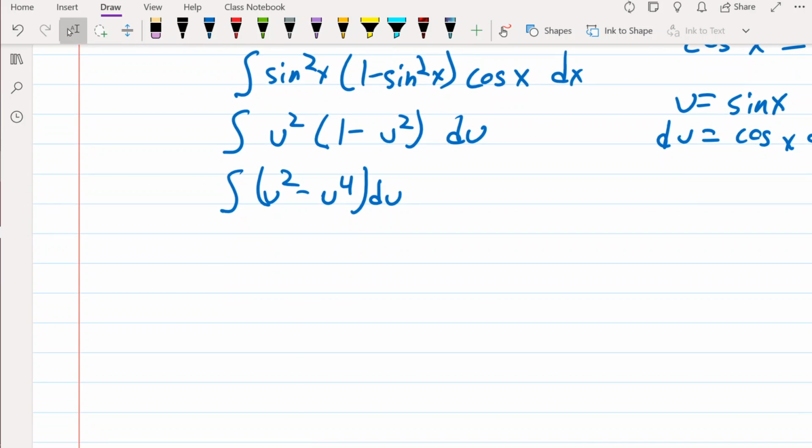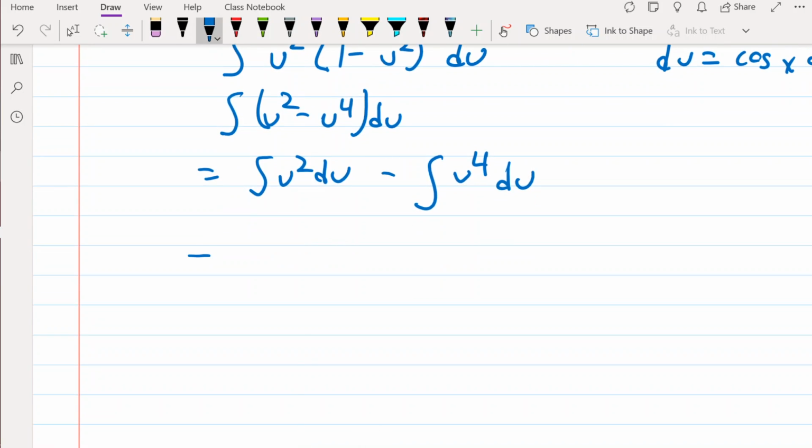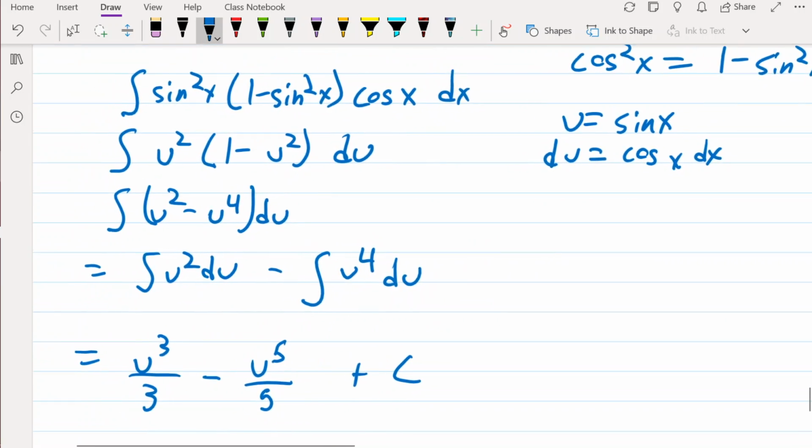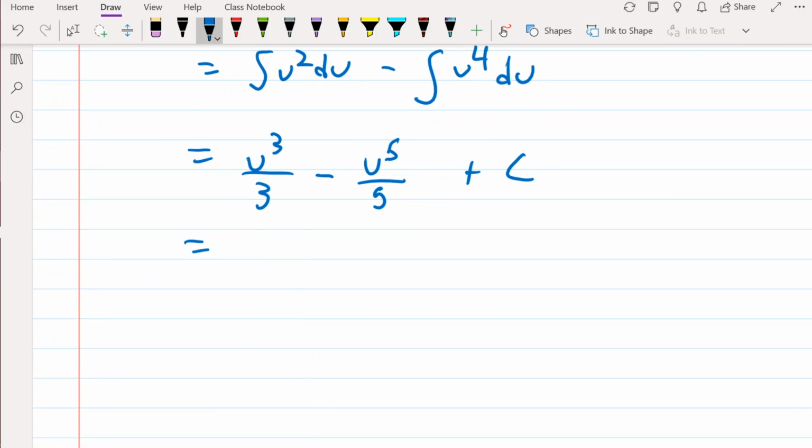And then we want to integrate this. So this is going to equal the integral of U squared du minus the integral of U to the 4th du. So it's equal to U to the 3 over 3 minus U to the 5 over 5 plus c. We want to now substitute our value back in for U, which will be sine x. So sine to the third power of x over 3 minus sine to the 5th power of x over 5 plus c.